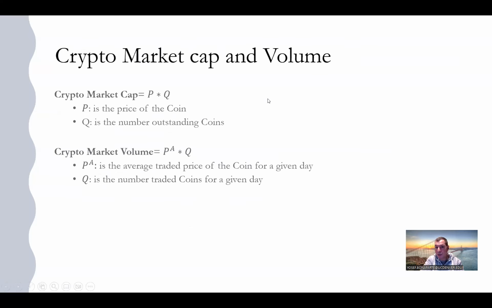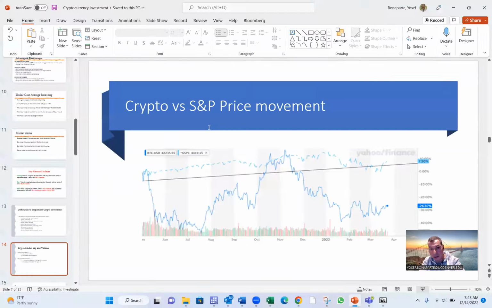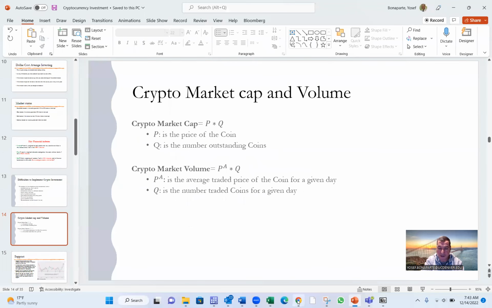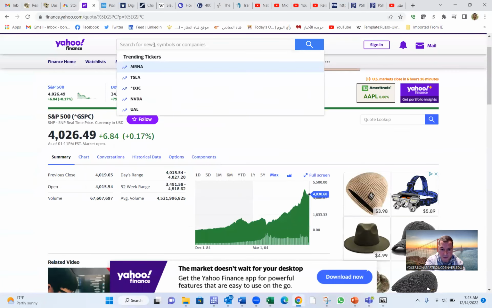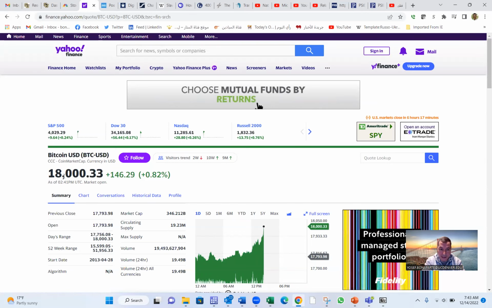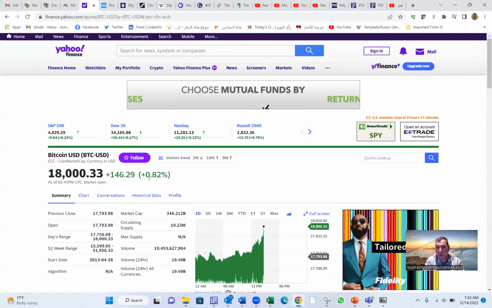Now we're going to talk about crypto market cap and volume. Crypto market cap is the price of crypto multiplied by the number of coins. P is the price of the coin, and Q is the number of outstanding coins. If you go to Yahoo Finance and take, for example, Bitcoin, BTC, the market cap for Bitcoin is $346 billion, which means about $18,000 a coin multiplied by the number of coins.